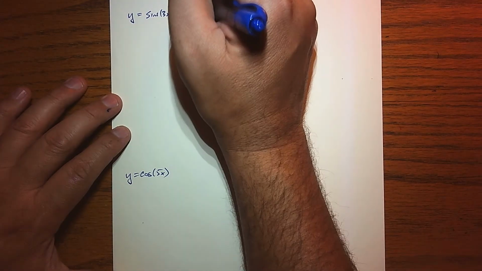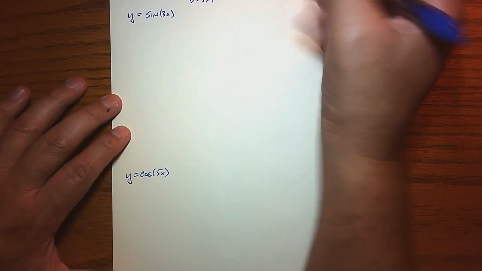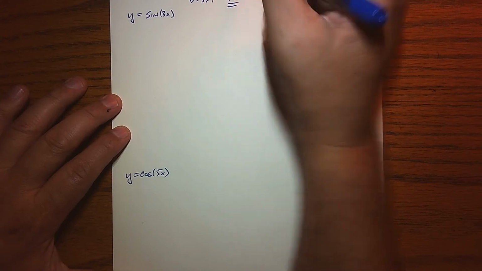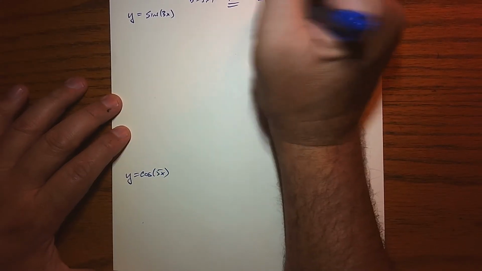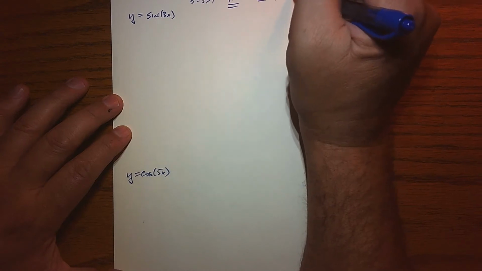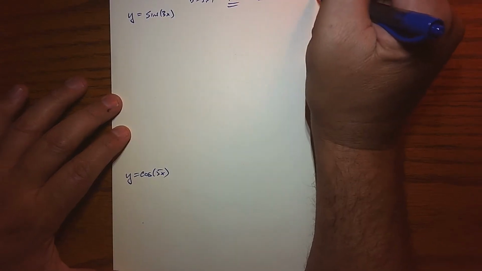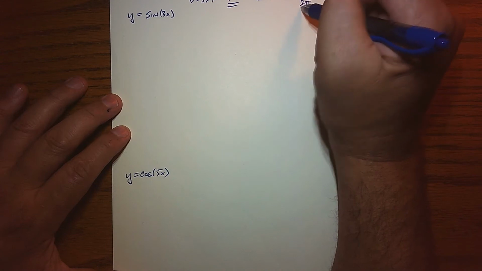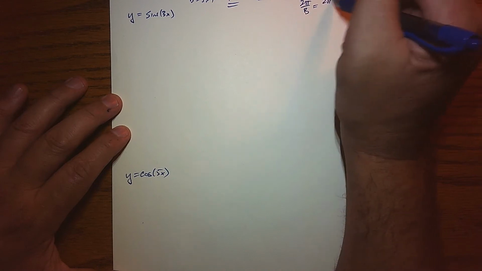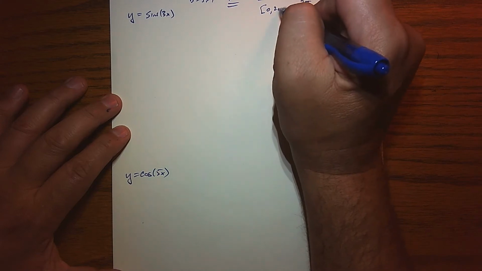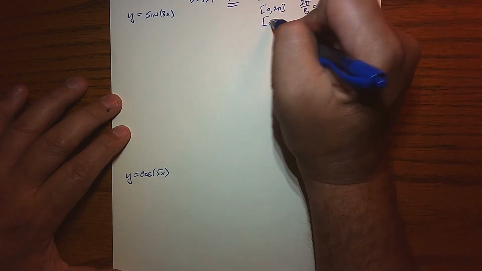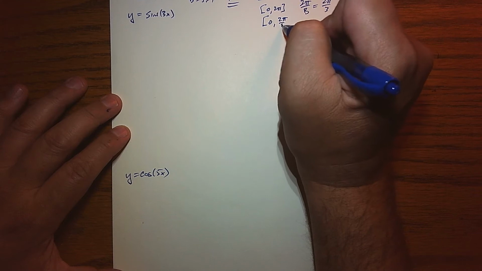So here b is equal to 3. This is greater than 1. So what are we expecting? We're expecting a horizontal compression. What's my new period? Well, it's 2 pi over b, which in this case is 2 pi over 3. So what happened normally between 0 and 2 pi is now happening from 0 to 2 pi over 3.